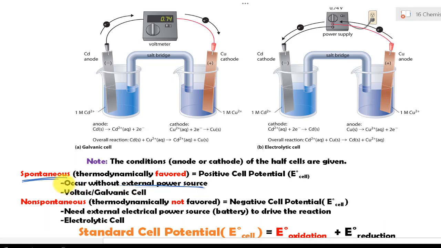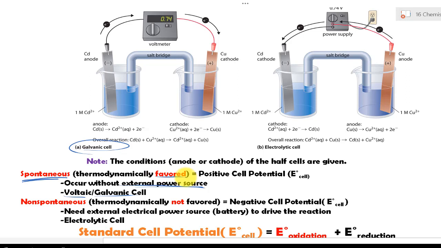And when we have this type of reaction, we are building a voltaic cell or galvanic cell. So a galvanic cell is an example of a spontaneous redox reaction. Now, what is the opposite of spontaneous? It's going to be non-spontaneous. What does that mean? Non-spontaneous means it is not thermodynamically favored, whereas spontaneous is thermodynamically favored. That means it just happens by itself without an external source.